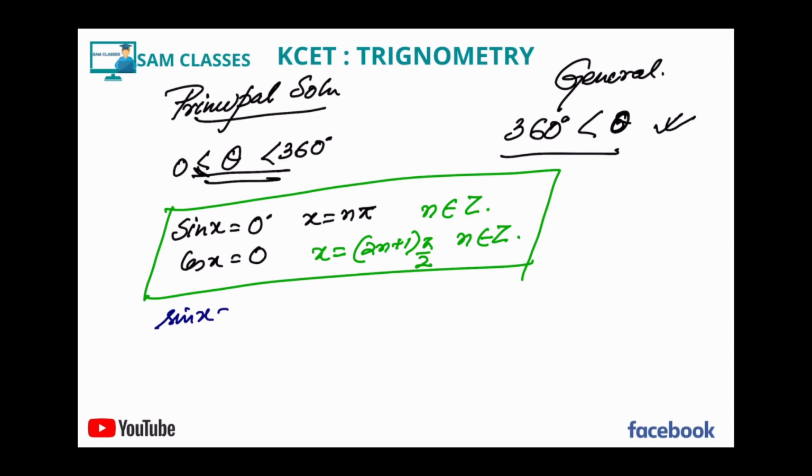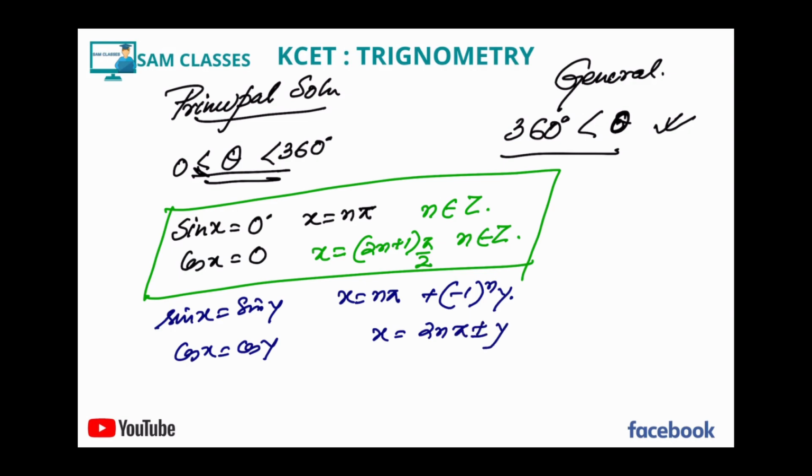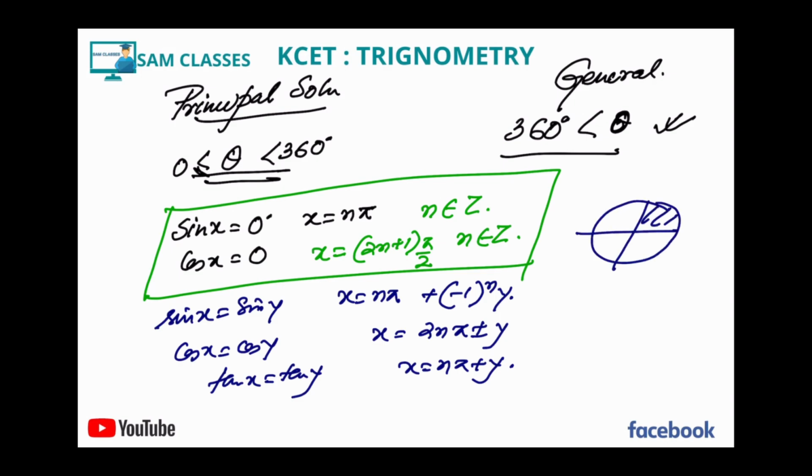Next is sin x is equal to sin y. Whenever we have sin x equal to sin y, x is equal to n pi plus minus 1 power n into y. When we have cos x equal to cos y, then x is equal to 2n pi plus minus y. When we have tan x equal to tan y, x is equal to n pi plus y. Clear? These three are among the most important formulas to find both the general and the principal solutions.